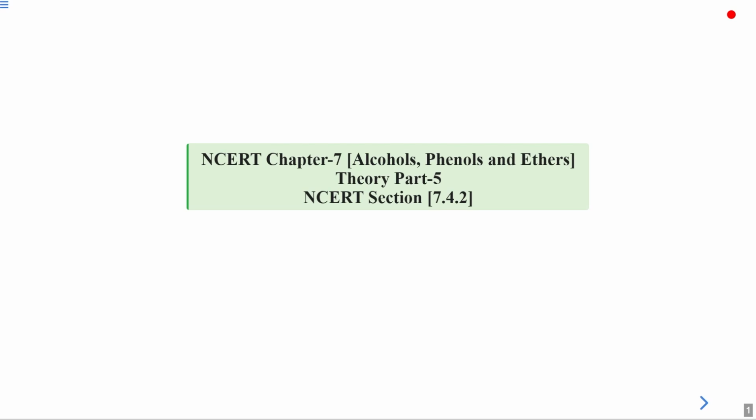Hello students. So we will continue with our NCERT chapter 7 of class 12, that is alcohols, phenols and ethers, and today is the theory part 5.